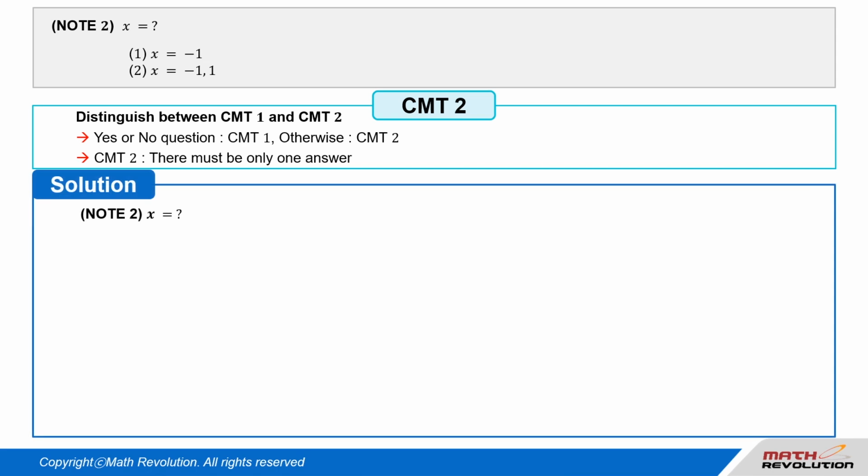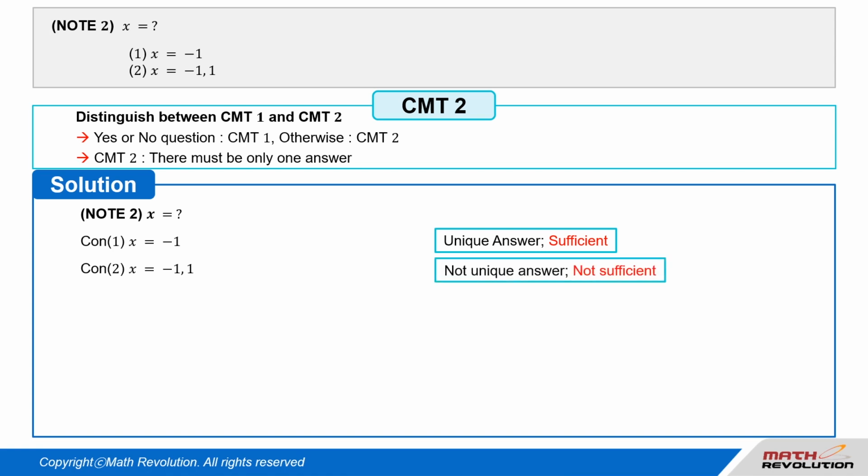Note 2. X is equal to what? Condition 1. X is equal to negative 1. Since it is unique, sufficient. Condition 2. X is equal to negative 1 and 1. Since it is not unique, not sufficient.